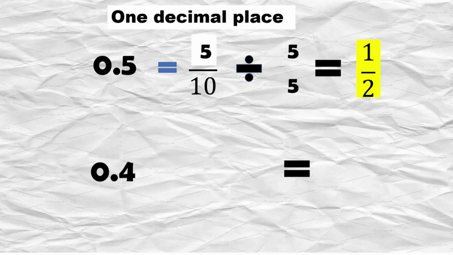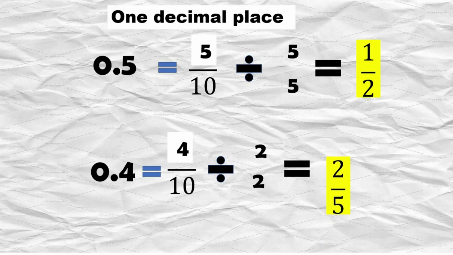Another example, 0.4. Now, convert it into fraction. We have 4 over 10. 1 digit, 1 0. So, we have 4 over 10. Pwede ba natin i-lowest term? Yes. Now, saan natin pwedeng i-divide si 4 at 10? Kay 2. So, we have 4 divided by 2 is 2 and 10 divided by 2 is 5. So, 0.4 is equal to 2 over 5 or 2/5.